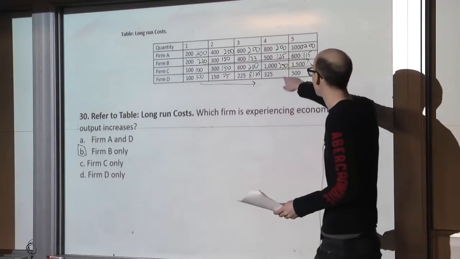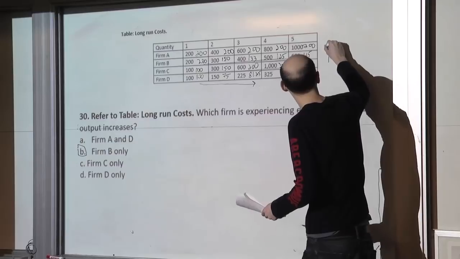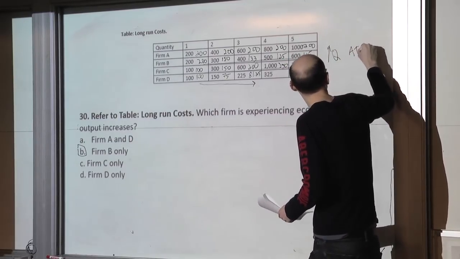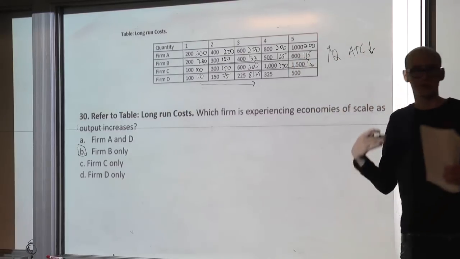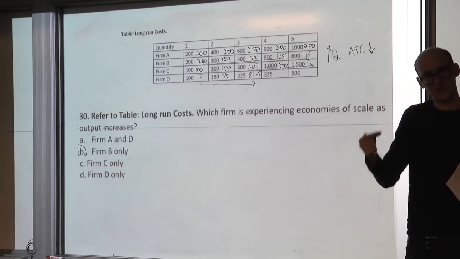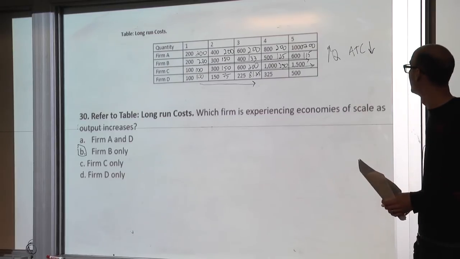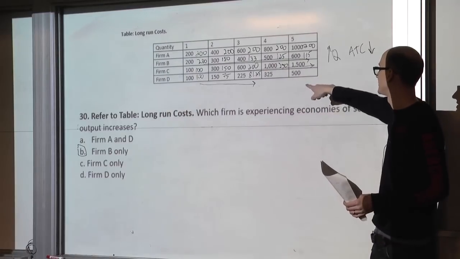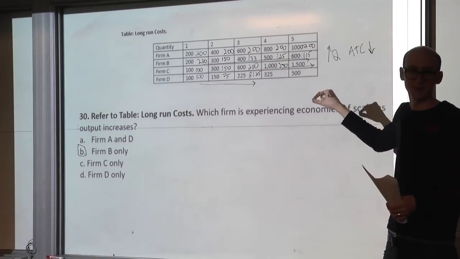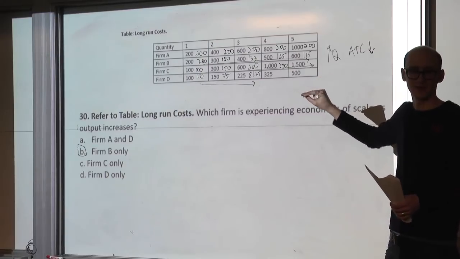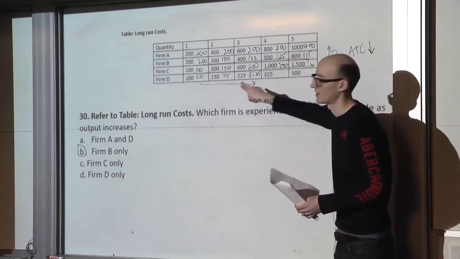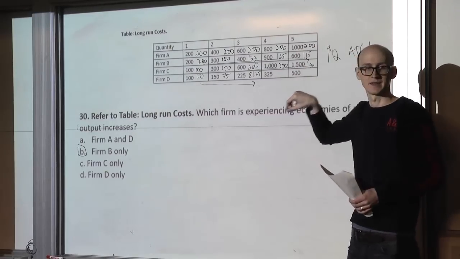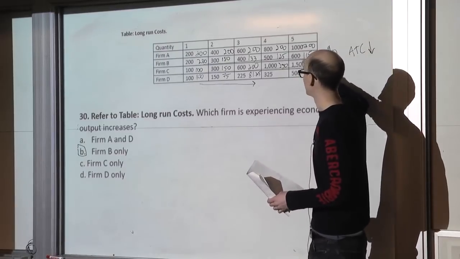So economies of scale is such that as quantity is increasing, average total cost is decreasing. So as I produce more, the average cost of production is falling. Okay? For some of these firms it's increasing, but for firm B, it's decreasing everywhere. Firm D, it's decreasing from 1 to 2, but then increasing from 2 to 3. And for firm A, it's constant. So the only good option is firm B.